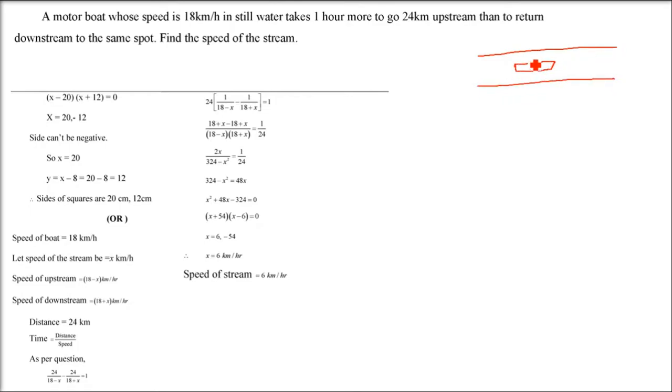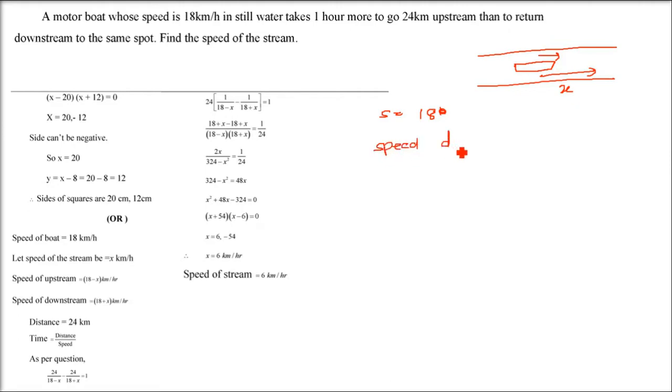So there is a boat. The speed of the boat is also given. It's 18 km an hour. So 18 km an hour is the speed of the boat in still water, when the water is not moving. But when the water is moving, there is a stream. So when it goes downstream, let us assume x is the speed of the stream, which will help it when it goes downstream.